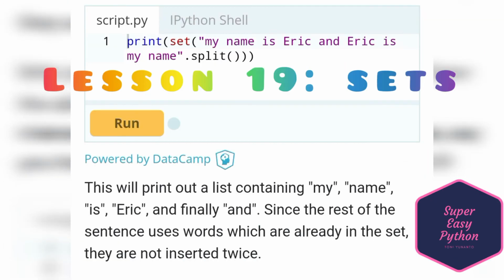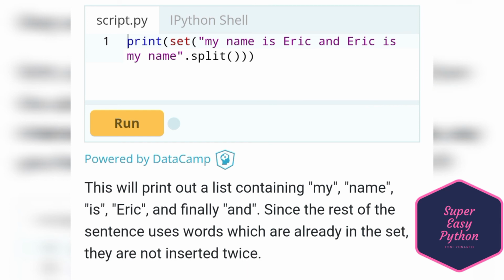World, welcome back to Super Easy Python with me, Tony. Our topic today is about sets. Sets are lists with no duplicate entries. Let's say you want to collect a list of words used in a paragraph. This is my example. I've written here print, and within the brackets set("my name is Eric and Eric is my name".split()).